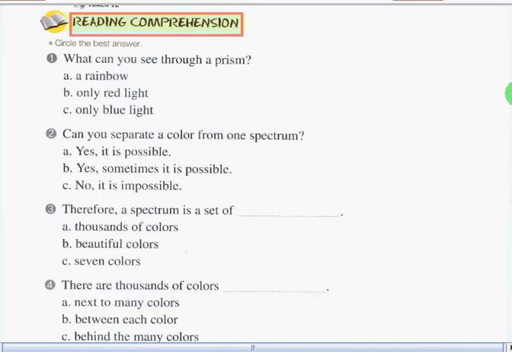So, I am going to read those questions as well as the choices, and then I will give you time to think about the correct answer. So are you ready now? Let's start. Number 1. What can you see through a prism? Is it A, rainbow, B, only red light, or C, only blue light?